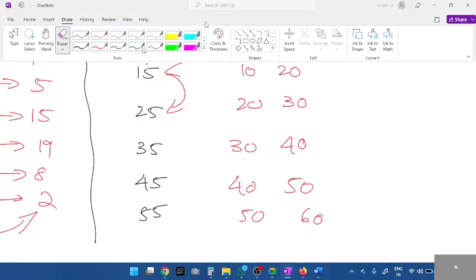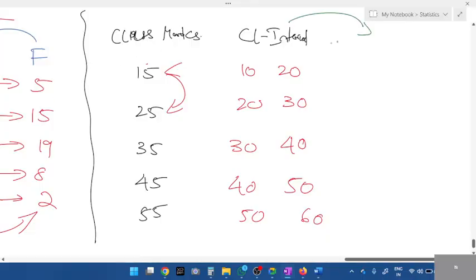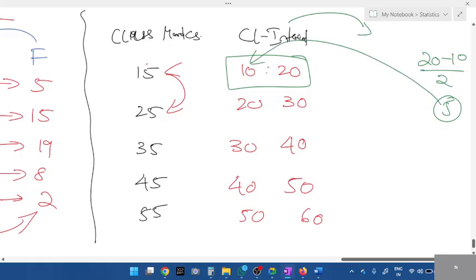Next. What if class interval is given? We need to find class marks. Same, this 15, 25, I'll teach you how to quickly get the answer. What is 20 minus 10, students? Subtract these two. Divide by 2. What do you get? Okay. What do you do with this 5? You should add with all the first numbers. What do you get? 15, 25, 35, 45, and the values match.